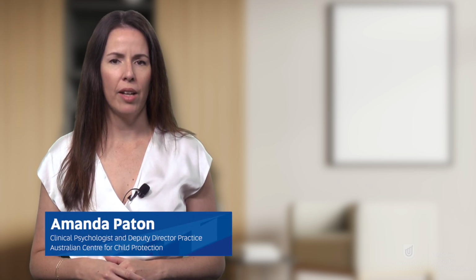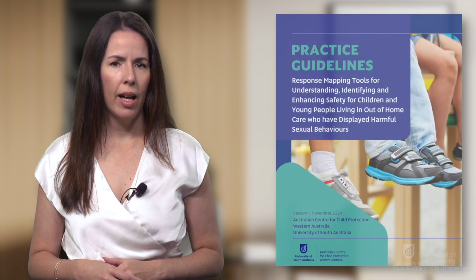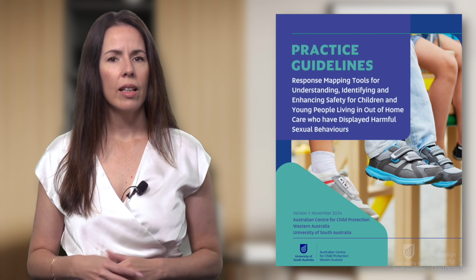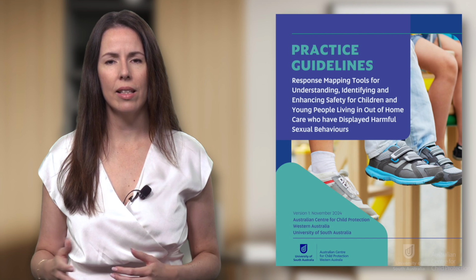Welcome to this instructional guide on completing the Acute Safety Plan for children and young people who have displayed harmful sexual behaviours. This plan is designed to help child protection workers identify areas of concern, acknowledge strengths and implement specific strategies to enhance safety and well-being, both at home and in the community. You can also review the practice guidelines that go along with these tools for more information. Let's walk through the process together, step by step, so you feel comfortable completing this essential plan.